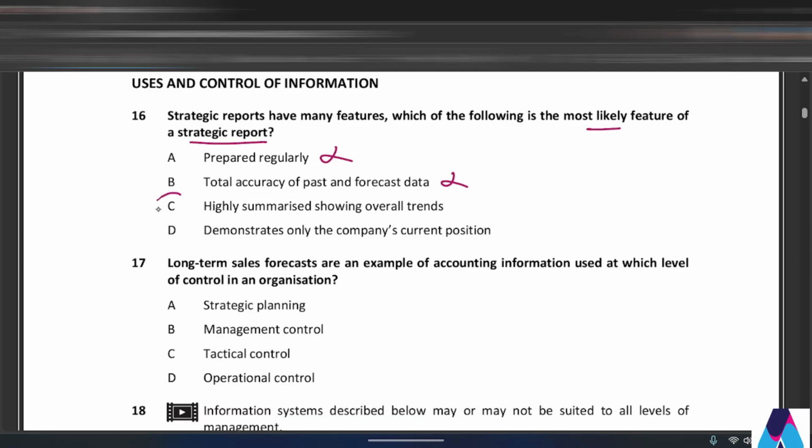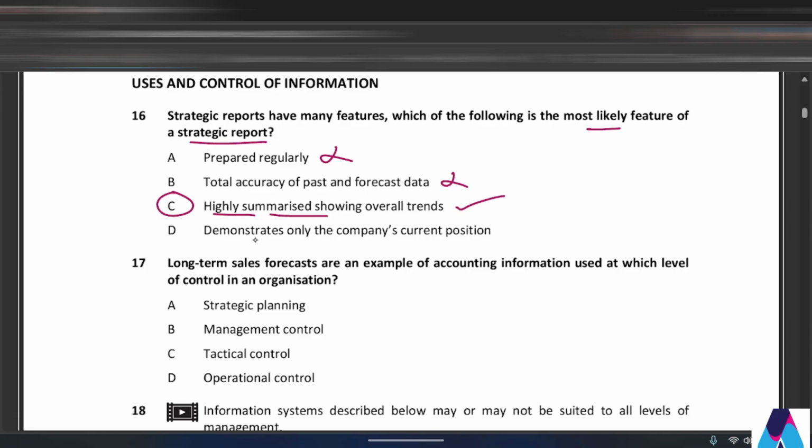So yes, remember this, that the reports that are presented to strategic level are highly summarized, okay? Because at the board level, at the senior management level, they don't have much time to look at the details. They only look at the summary, and based on that they take their decision. So it should be highly summarized. So this is correct, okay?